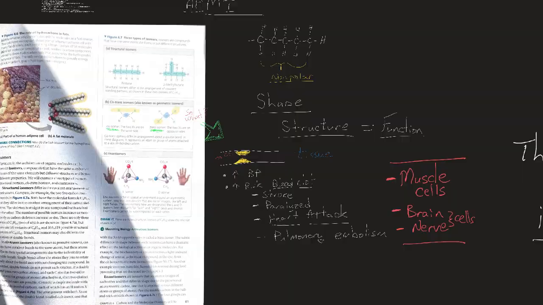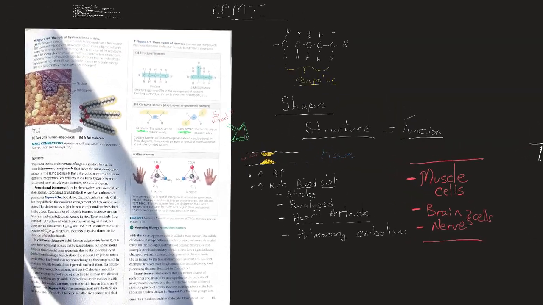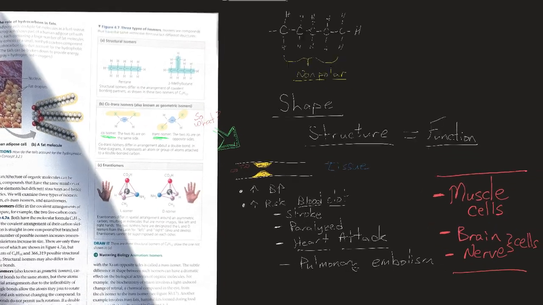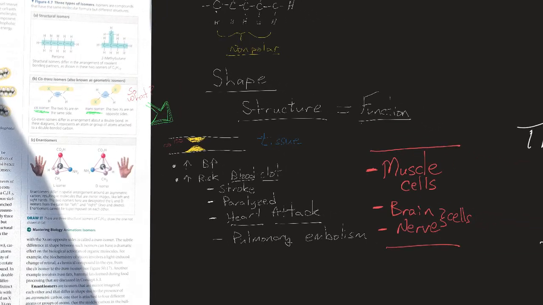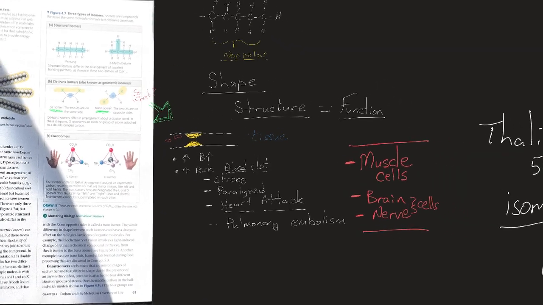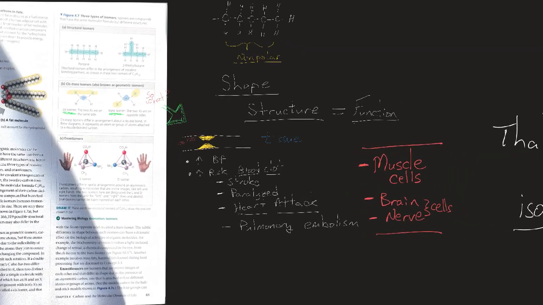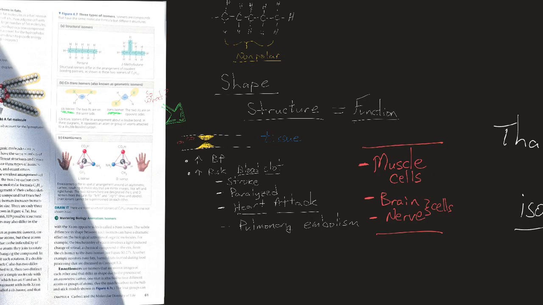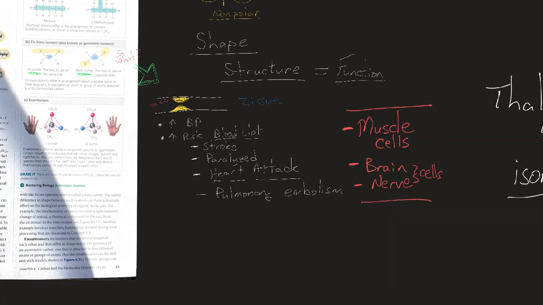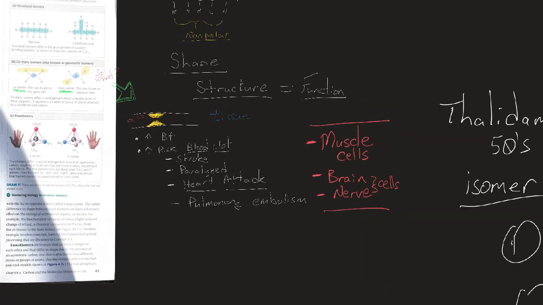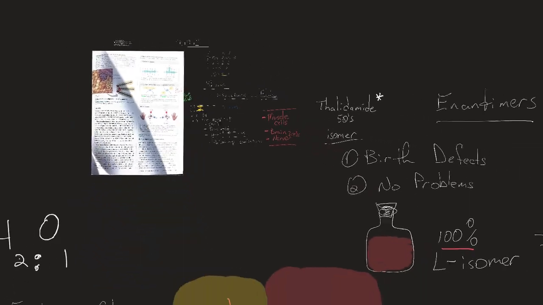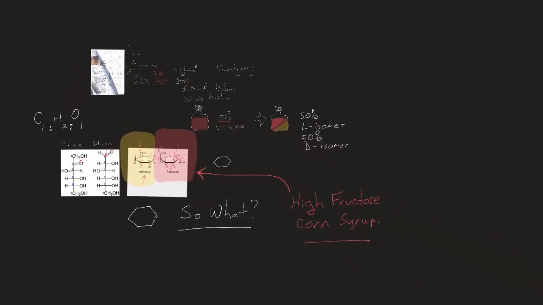And then of course you have the cis and trans isomers, the geometric isomers. The example there is cis and trans fat, and the difference and its impact on the formation of plaques in your arteries and veins that can cause high blood pressure, high risk of blood clots, strokes, paralyzation, heart attacks, pulmonary embolisms, all because of the shape of these molecules. All right.